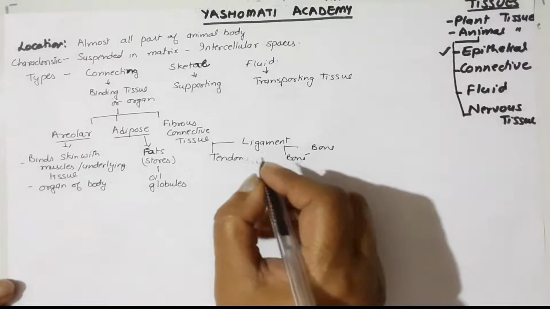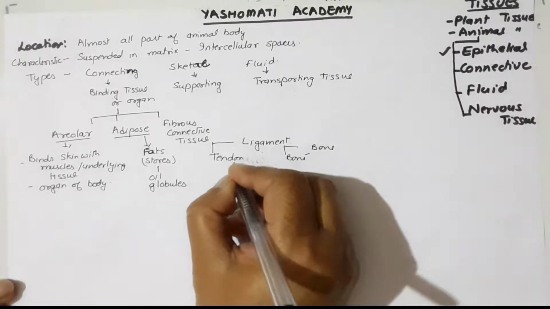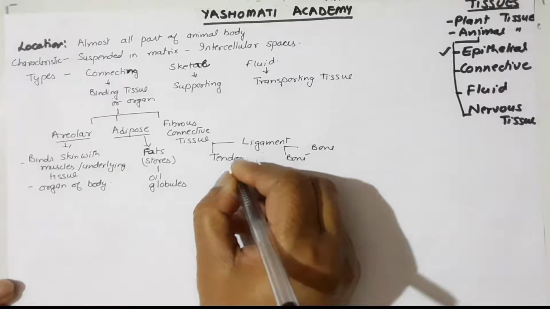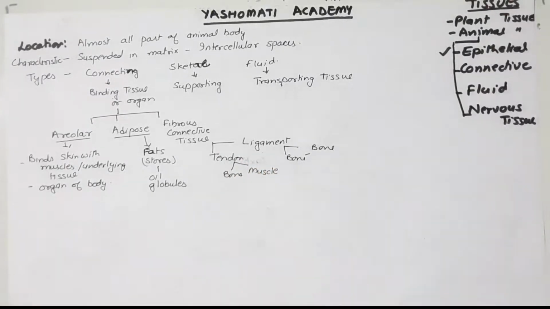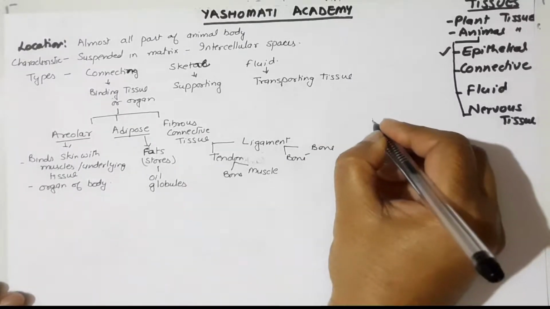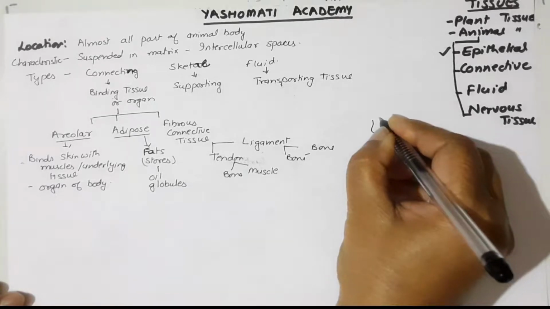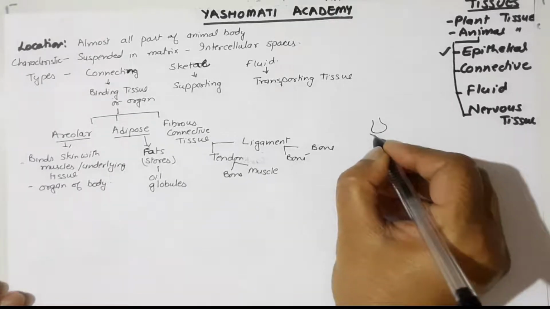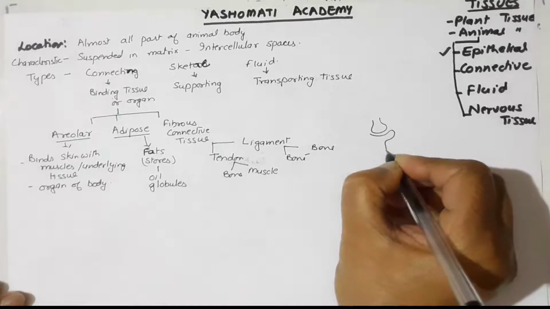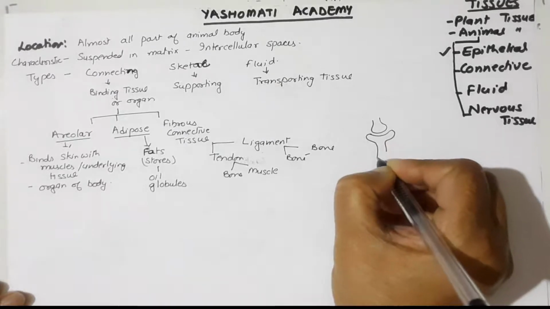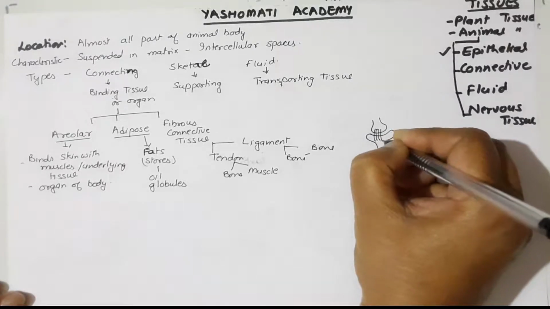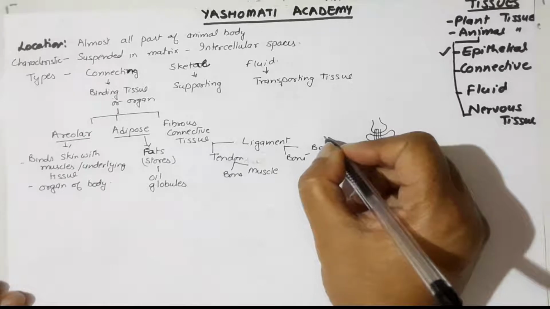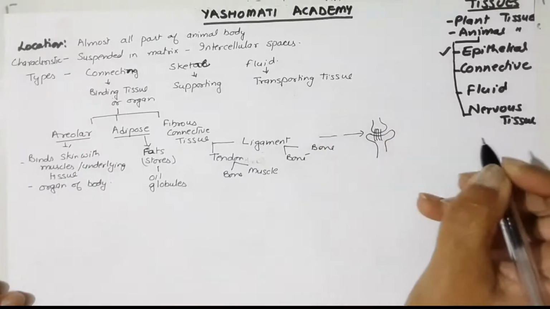And tendons, they connect bone to muscle. So if there is one large bone which is connected to another large bone, then those fibrous tissues which are connecting bone to bone are called ligaments.